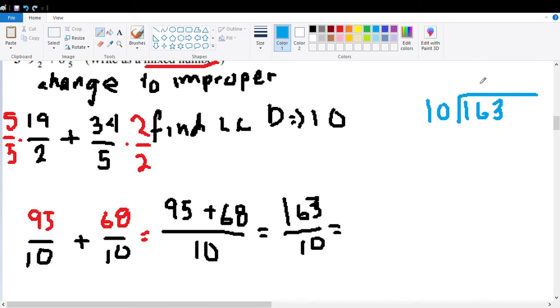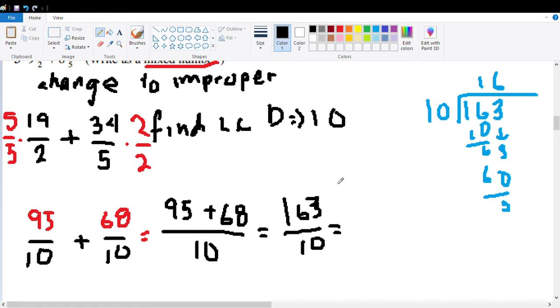Divide the numbers. You're going to get 1. You get 10. You get 6. Bring down 3. You get 6 over the top. 6 times 10 is 60. You get 3. Now we're going to interpret the things we have right now. Again, we're dealing with fractions, so we should not put any decimals.